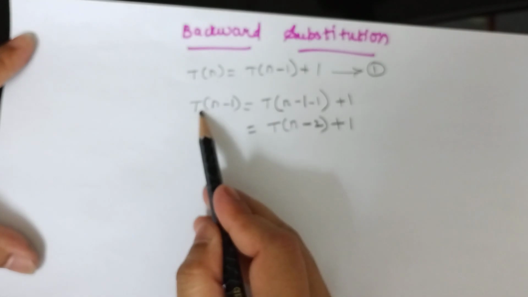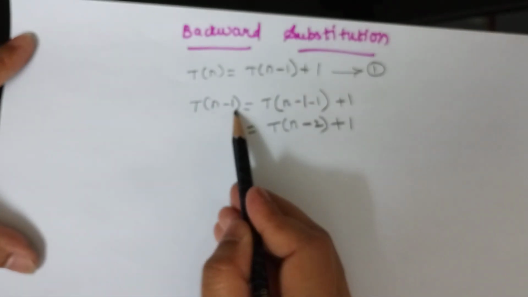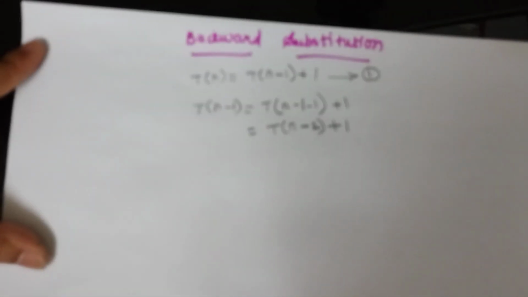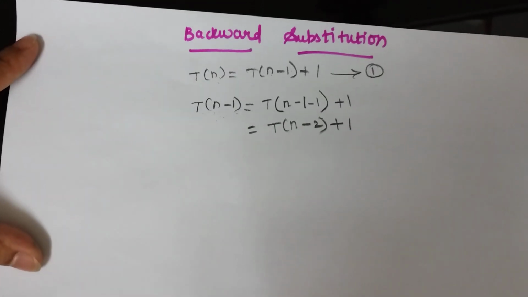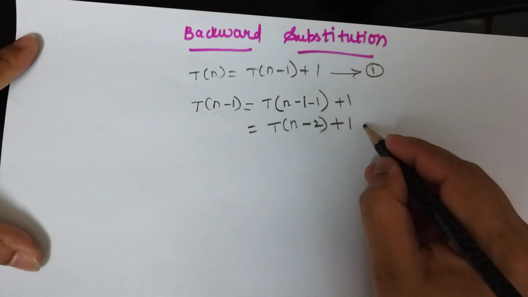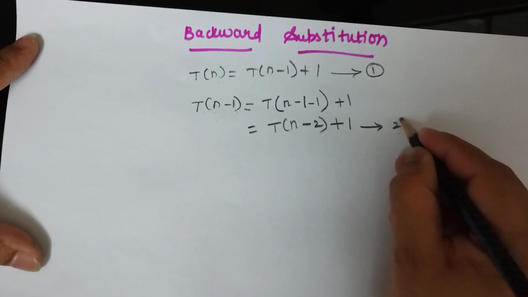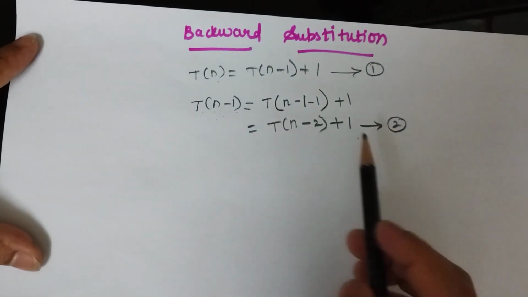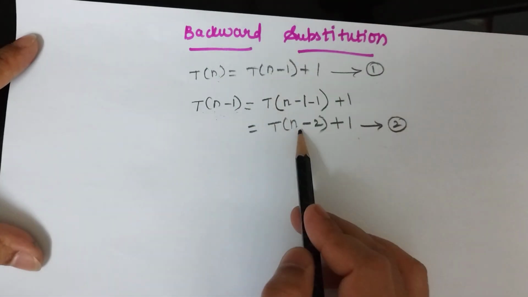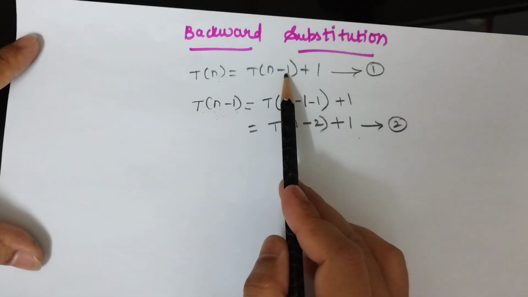Now I found the value of T(n-1) as T(n-2) + 1. Okay, so now what happens? This is my equation 2. I found this equation. Now what I can do is substitute this in equation 1.